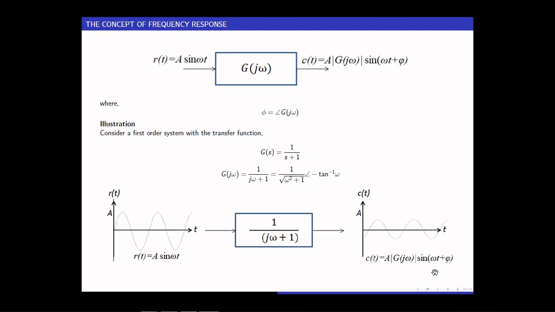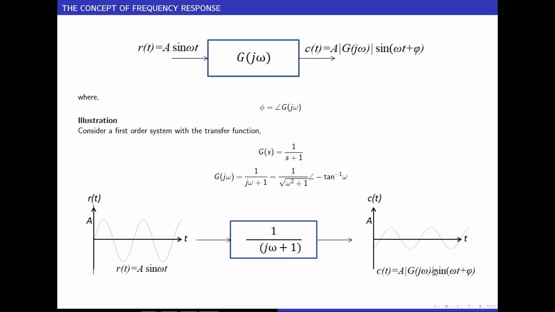And similarly, this phase angle also will be varying with respect to omega, because it is minus tan inverse of omega for this example case. The phase can be leading or lagging depending upon its value.